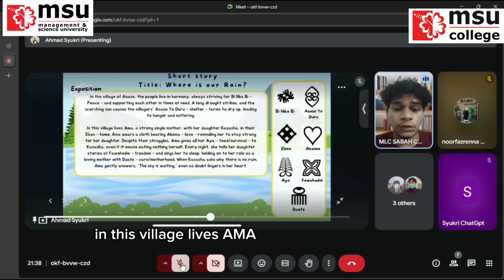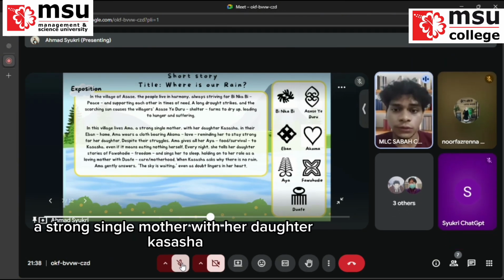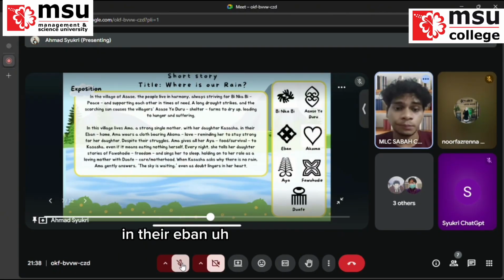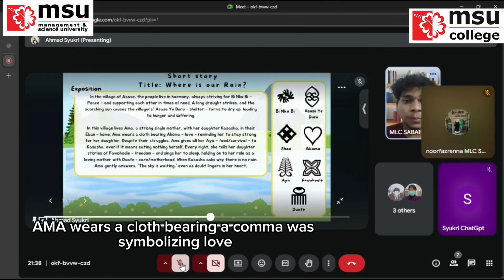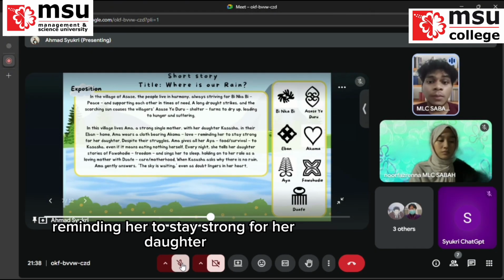In this village lives Amma, a strong single mother, with her daughter Kasasha, in their Eban, meaning home. Amma wears a cloth bearing an Akoma, symbolizing love, reminding her to stay strong for her daughter.